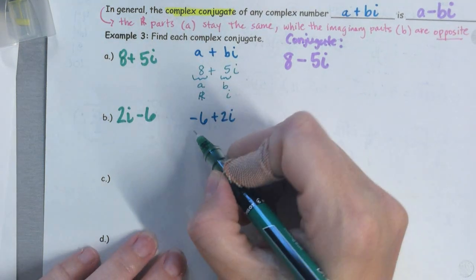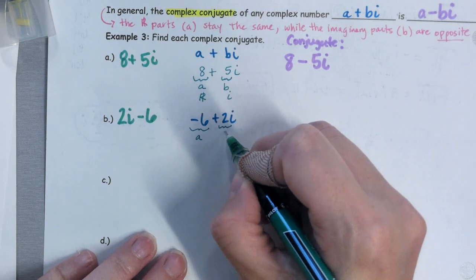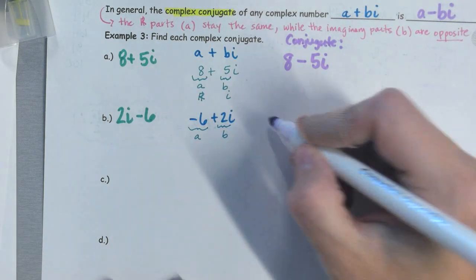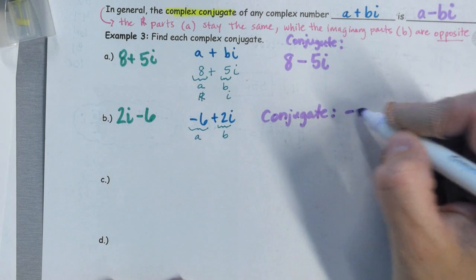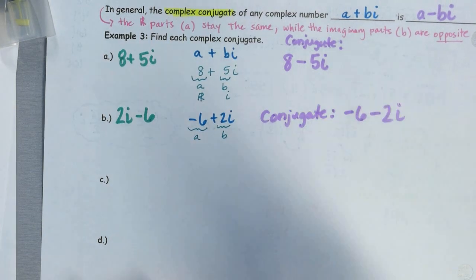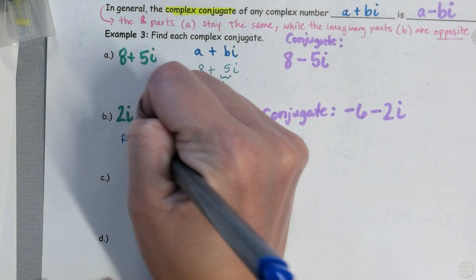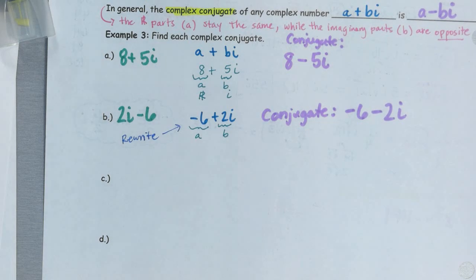So now we can see, oh, this is my a value, so that stays the same. This is my b value, so that's what's going to be the opposite. So your conjugate is negative 6 minus 2i. So for b, we did have to rewrite that in a plus bi form.